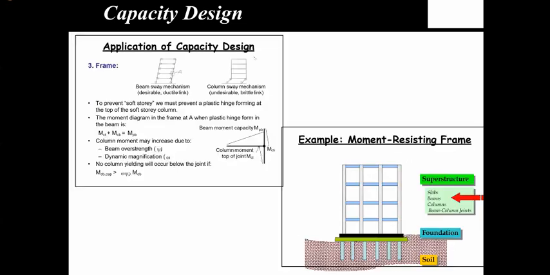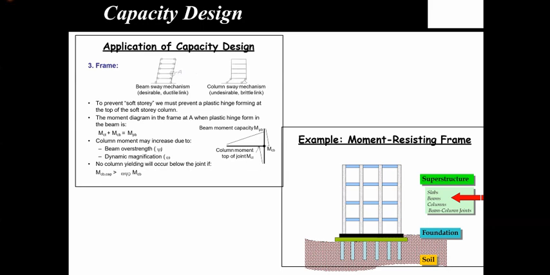So if I apply capacity design for a frame, the left figure shows a beam sway mechanism, where you put hinges in your beams, whereas the undesired mode of failure is the column sway mechanism, right? To prevent the soft story mechanism, we must prevent plastic hinging from happening at the top of the first story, right? So how do we do that?